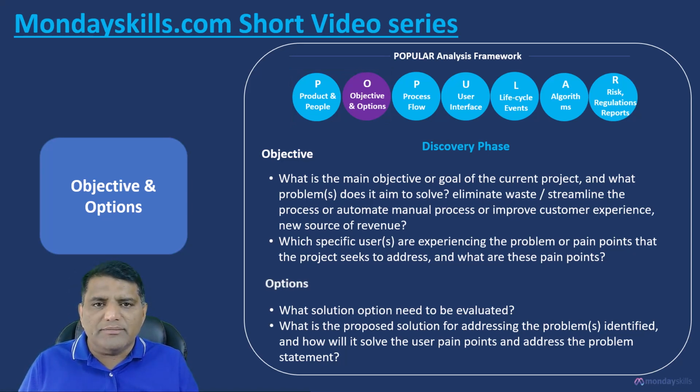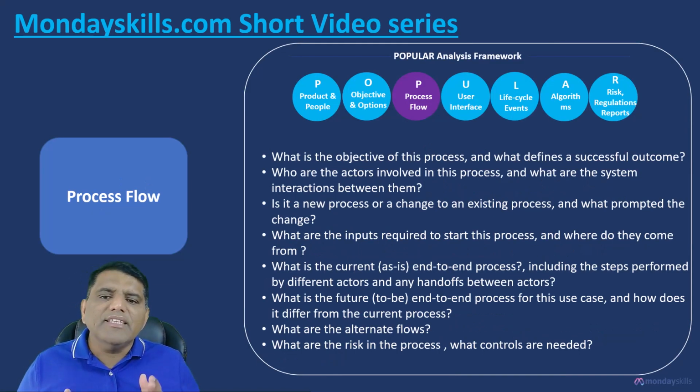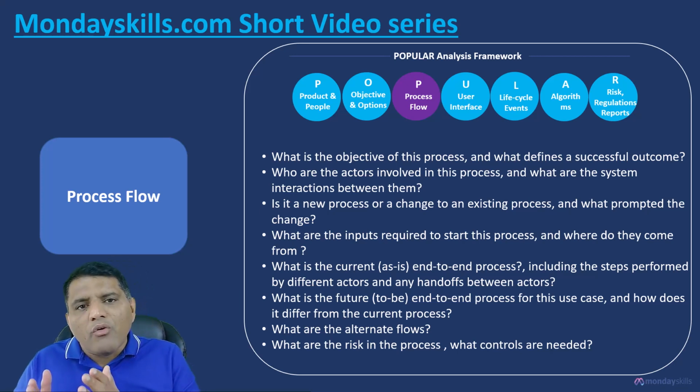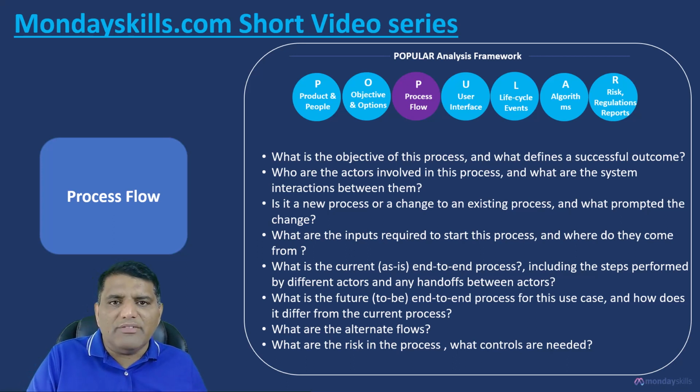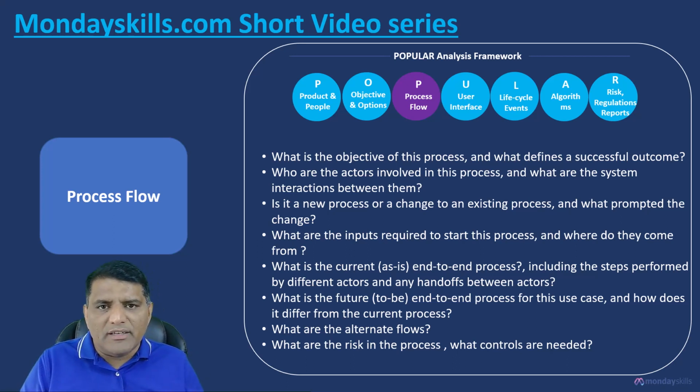The third letter P in the acronym POPULAR is for the process flow. So as a business analyst, you need to understand what the different steps in the process are. What is it that the user is trying to achieve and how are they achieving it? What are the steps involved? What are the alternate scenarios? What are the risks? So you analyze all of those things.